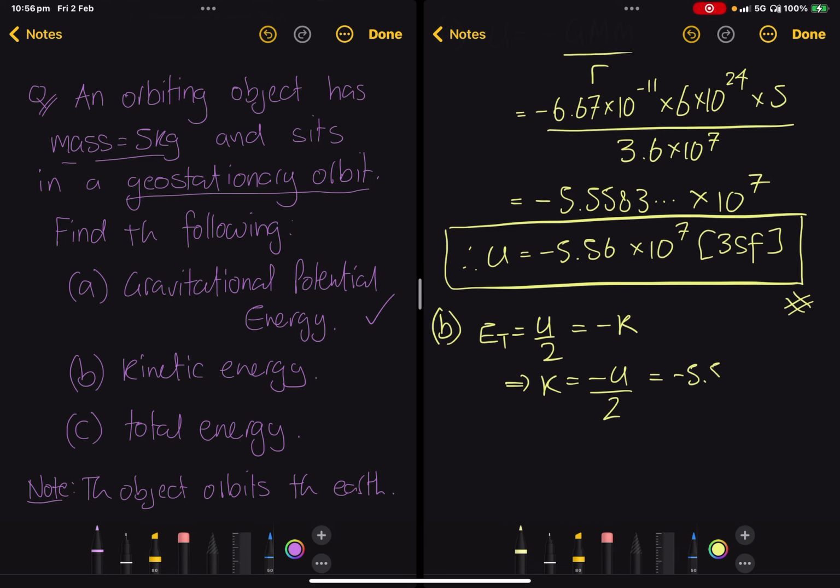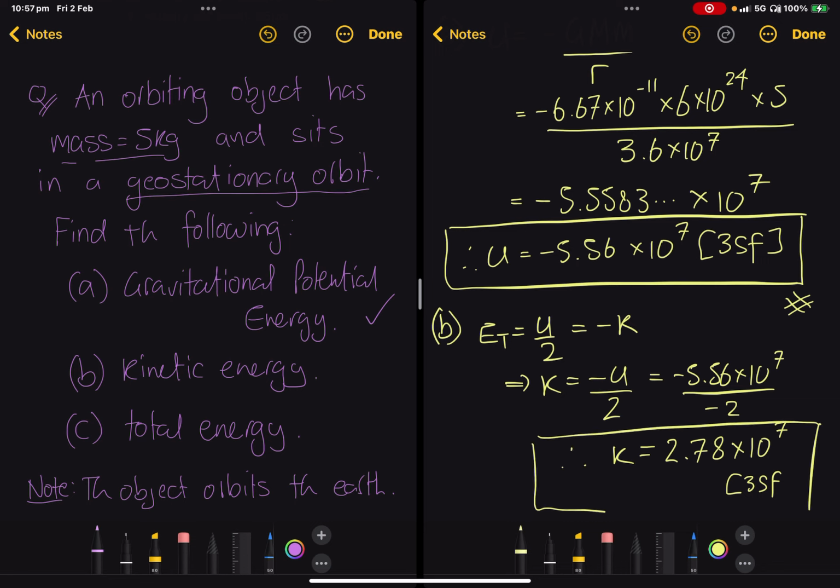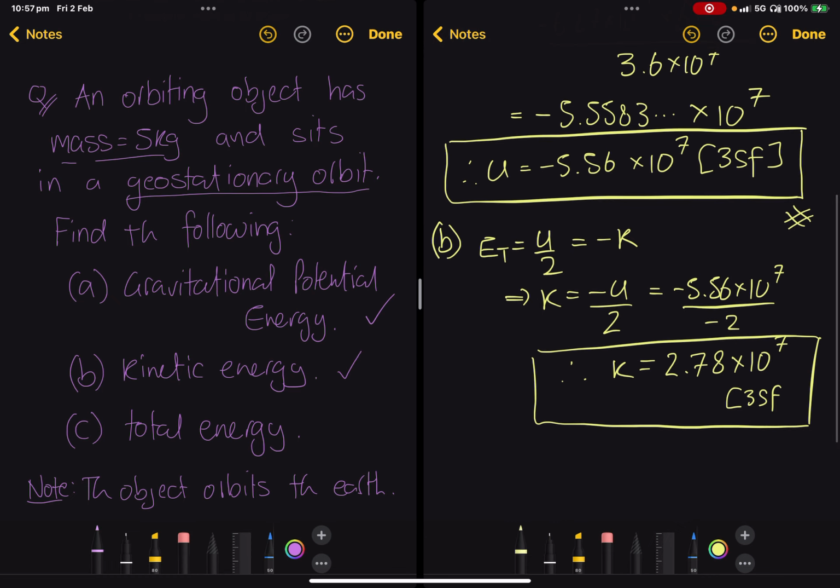So we get minus 5.56 times 10 to the 7 divided by minus 2. This gives me 2.78 times 10 to the 7, and this is 3 sig figs, and this is going to be the kinetic energy in this case. So we've found the gravitational potential. We then used a shorthand formula for orbitals in order to find the kinetic. So we've now done part B.